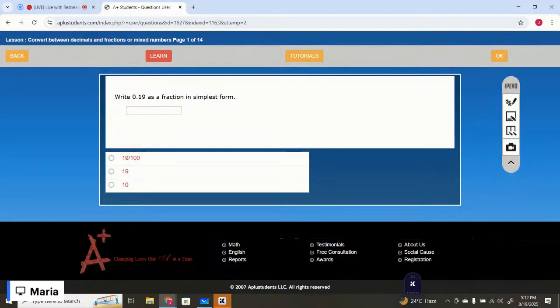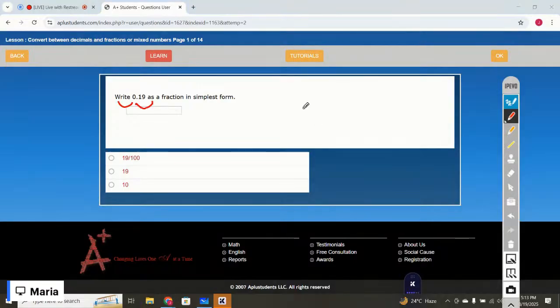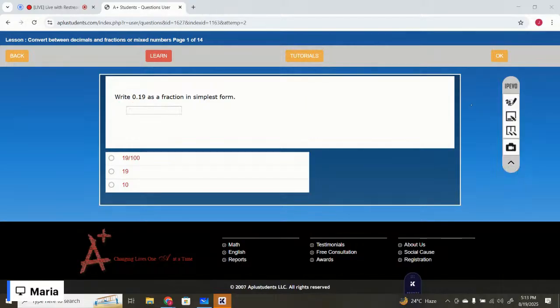Write 0.19 as a fraction in simplest form. So 0.19 as a decimal, that is 19, and we have two digits right after the decimal. So that is 19 over 100. Option number 1 is the correct option. That is 19 by 100. Option number 1 is the correct option.